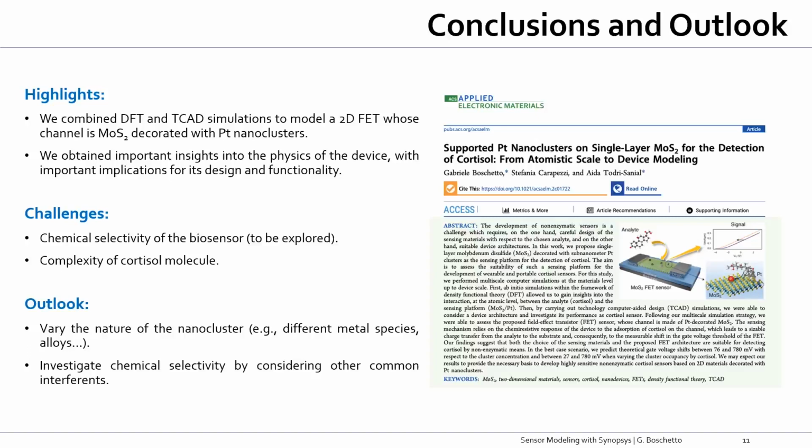For the future, we would like to explore the variation of the nature of the nanoclusters. So, for example, varying the metal species, exploring alloys, for example. But also we'd like to investigate the chemical selectivity by considering other common interferents.